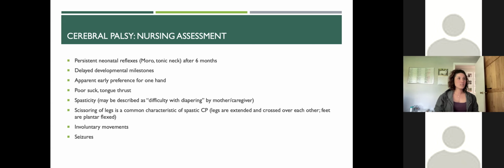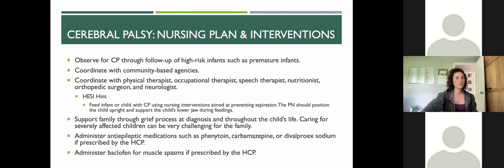We also see scissoring of the legs as a very common characteristic of spastic CP. So our legs are going to be straight out and they're going to cross over each other, and our feet are going to be flexed. So that's going to be that scissoring with our legs. Also, those involuntary movements that we talked about, and also seizures are going to be an indication.